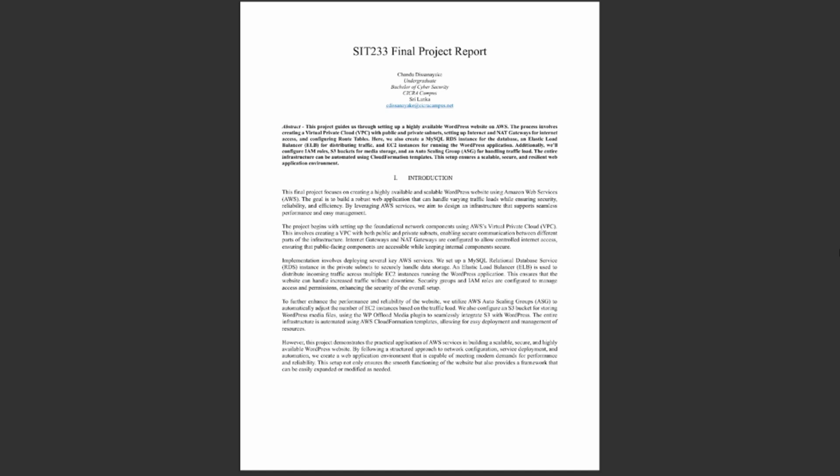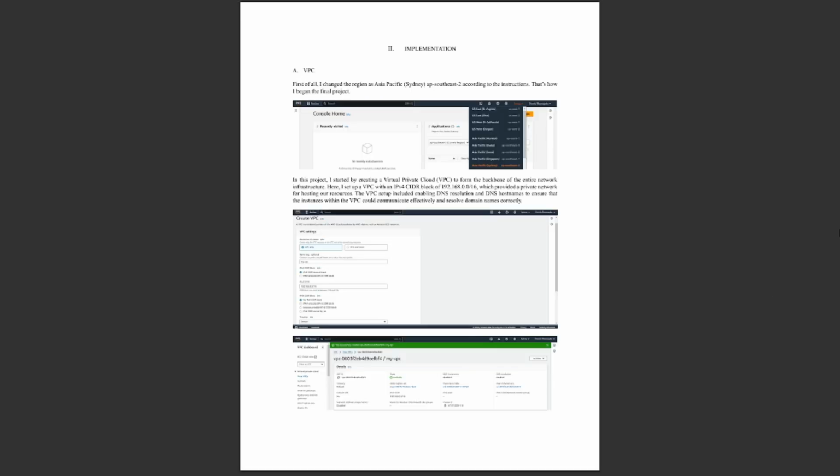So, in the first page, I have an introduction about the task, what happened here, and the summarizing content like that. Then here it mentions the implementation part. So first of all, I changed the region to Asia Pacific, AP Southeast 2 according to the instructions.